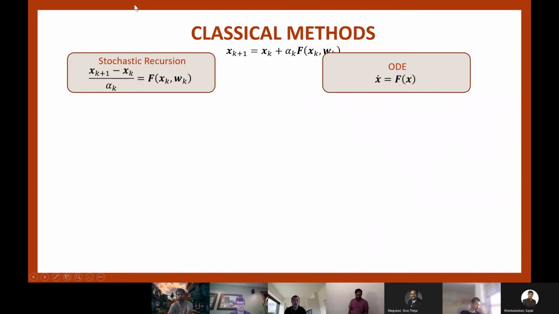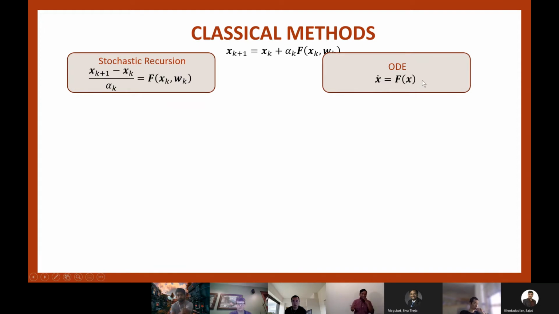Now I squint my eyes, wave my hands, and then say that this left-hand side kind of looks like a derivative. If this alpha_k is small, then this can be thought of as x dot. Then on the right-hand side, there is noise, but if we're doing something like this, maybe this noise vanishes, or I wish the noise vanishes, then I get an ODE of this form. x dot is equal to f of x.